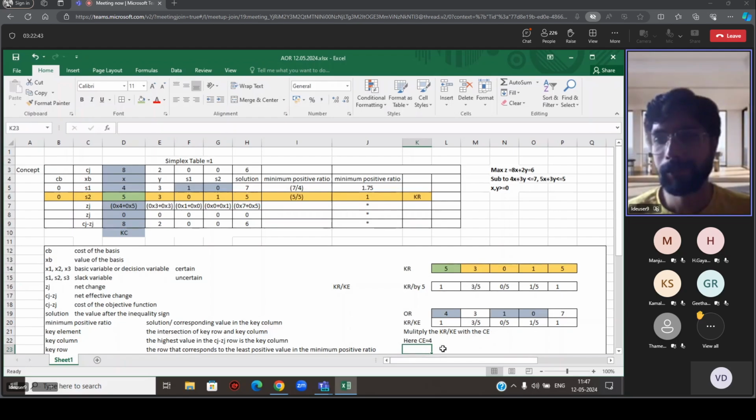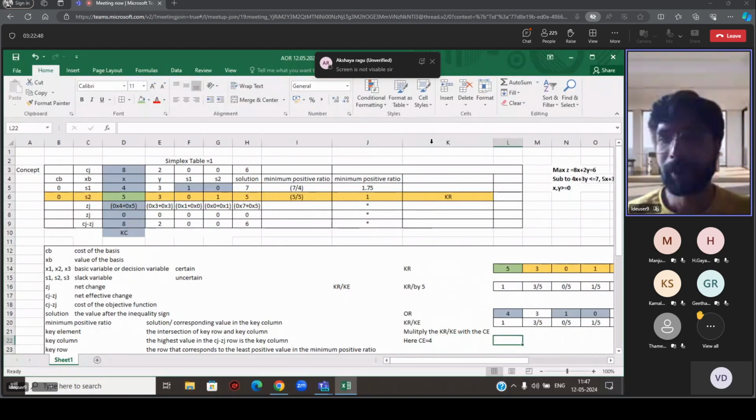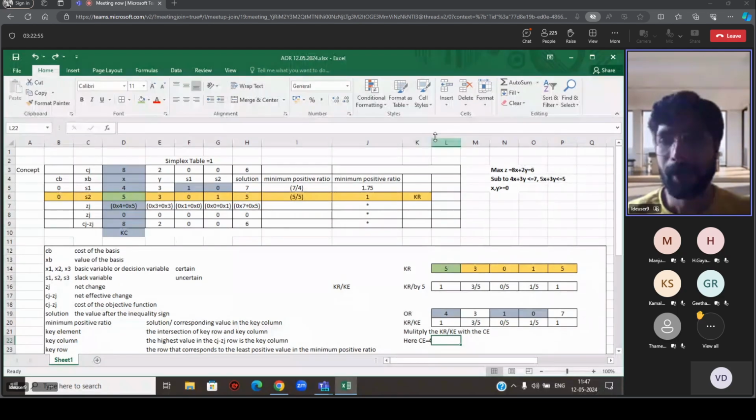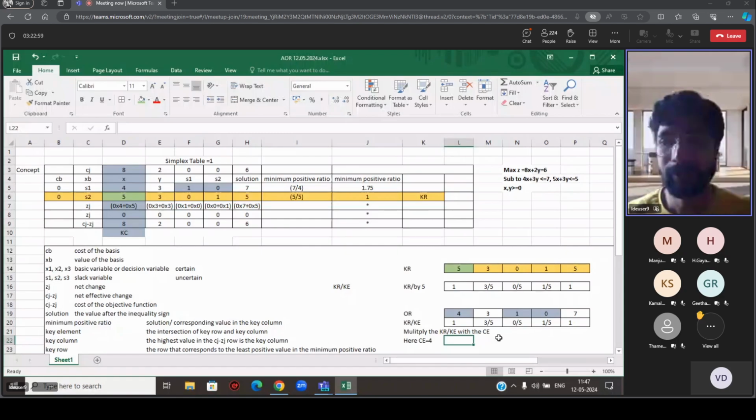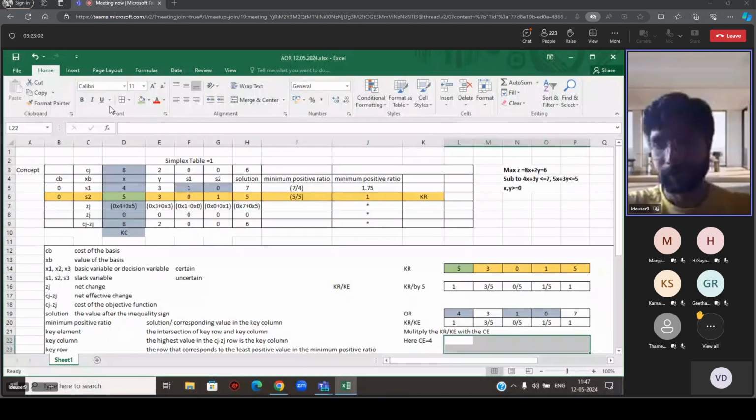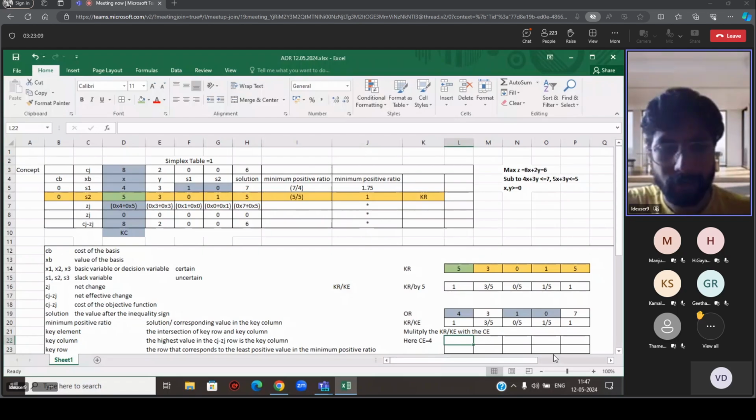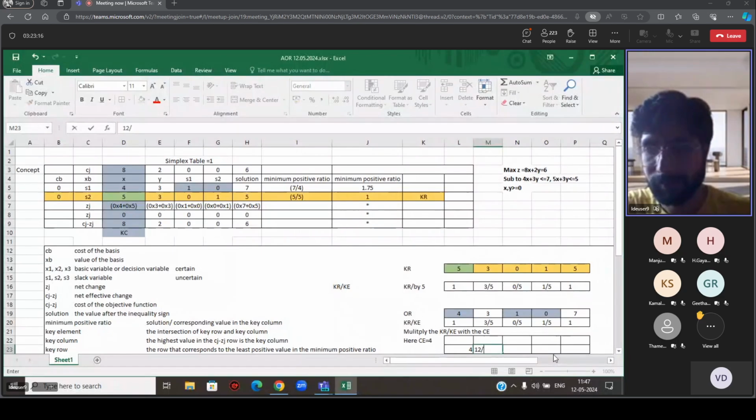Okay. So what I'm going to do, I am going to multiply it. How am I going to multiply it? Just have a look. CE is 4, so 4 into KR by KE. So 4 into 1. 4 into 1 is 4. Then 4 into 3 by 5 is how much? 12 divided by 5.